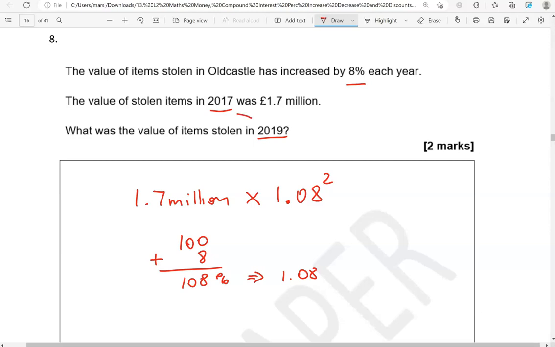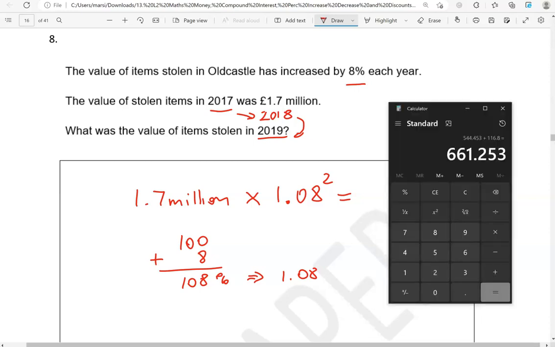So 1 year to get to 2018 and then another year to get to 2019. So we're going to do it to the power of 2. Now 1.7 million, I could convert that into digits if I wanted, and then multiply it by 1.08 squared, or I could keep it as 1.7, multiply it by 1.08 squared, and then write the answer in millions. So let's just try that.